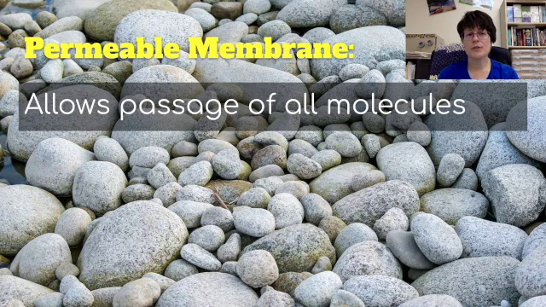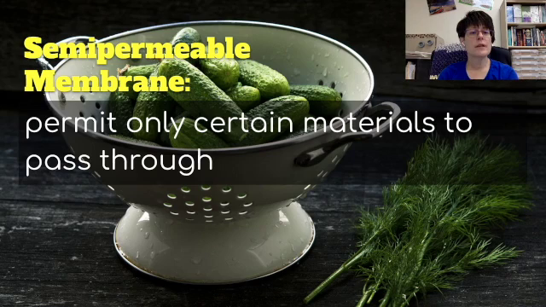When we're talking about diffusion, we also talk about permeable membranes. These allow passage of all molecules through them. Just like these rocks, if you were to pour water over these rocks, the water will go through. That is permeable, and it's allowing all of that water through. We also have what are called semi-permeable membranes. These permit only certain materials to pass through, a lot like a colander. What makes this colander semi-permeable, or we even call this selectively permeable, are the holes. Anything too big will not go through the holes. And our cell membranes are really like this.